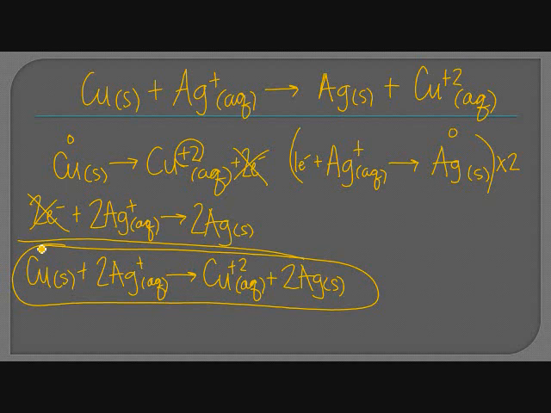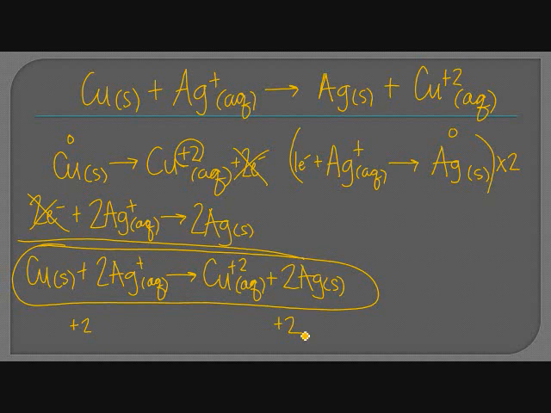So notice how we have 2 silvers on either side. The charges match because we have an overall plus 2 on the reaction side and an overall plus 2 on the product side. So the charges on either side don't have to be 0. They just have to match. And that's what we're getting at when we balance. Okay, so that would be how you would balance that redox reaction.